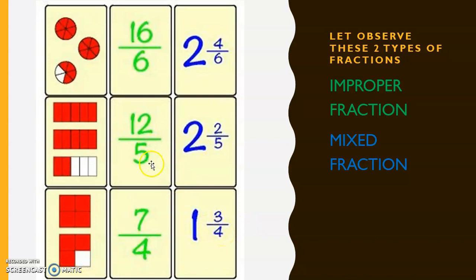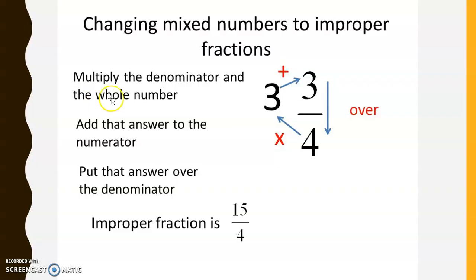So improper and mixed conversion, let us understand. The method of changing a mixed number into an improper fraction. This is a mixed form and we have to convert it into an improper fraction. For that, we have to multiply the denominator with the whole number, add the answer to the numerator, and put it over the denominator. The denominator remains the same when we are converting a fraction from mixed to improper or improper to mixed, both ways.